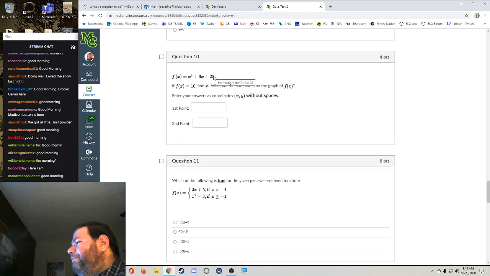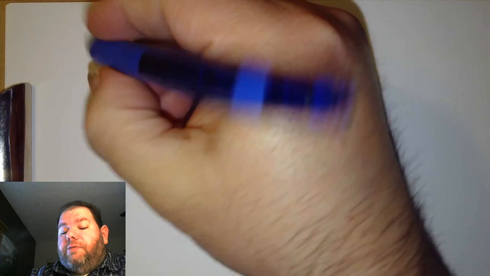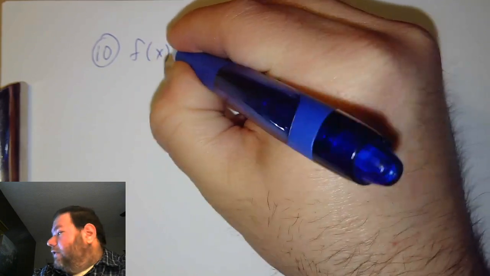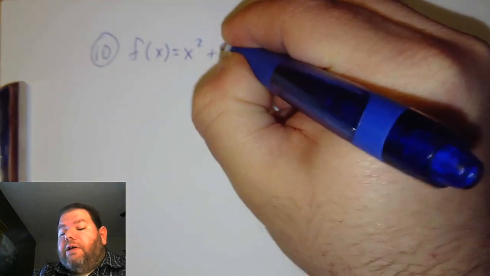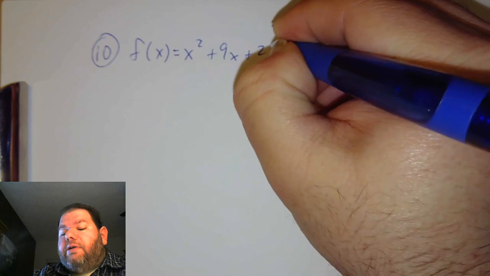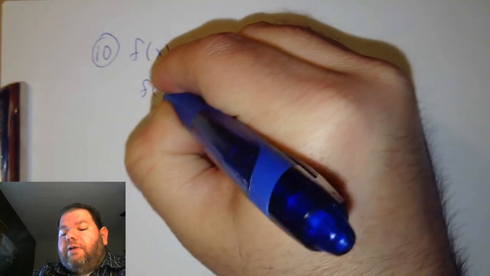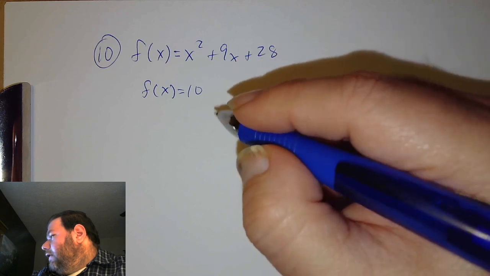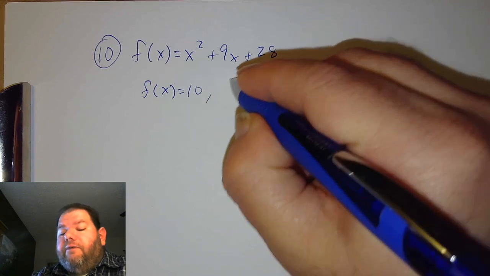10, let me do 10. I'm going to go back to my paper, and I'll show you this one. If f of x is x squared plus 9x plus 28, we're told f of x equals 10. Find x and the 2 points in the graph.